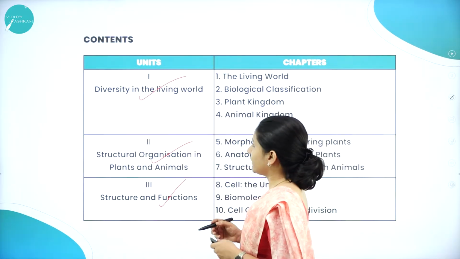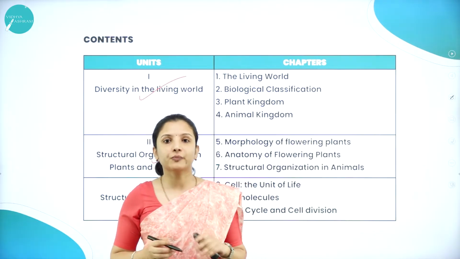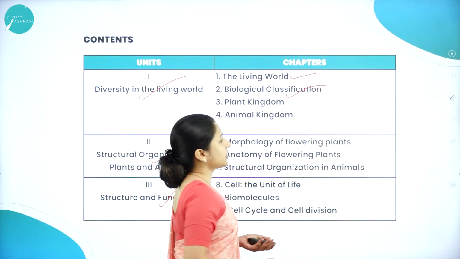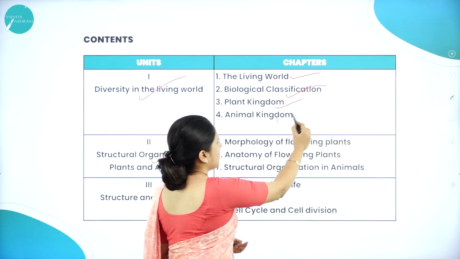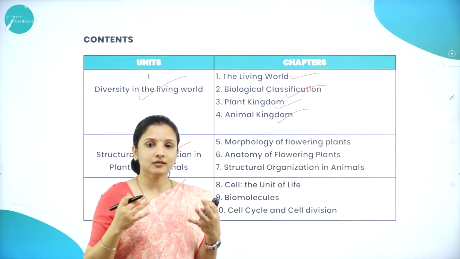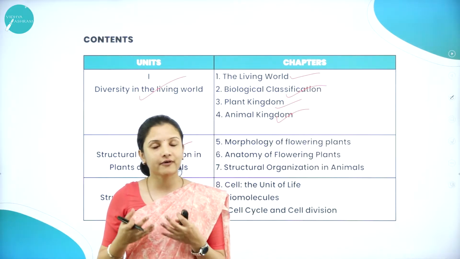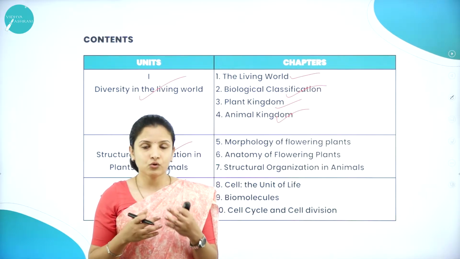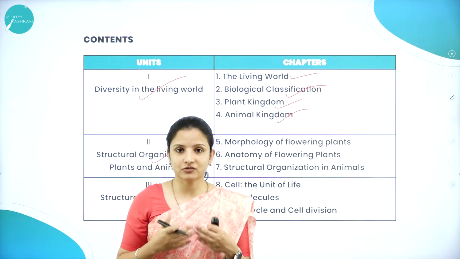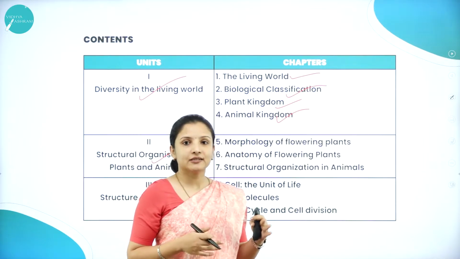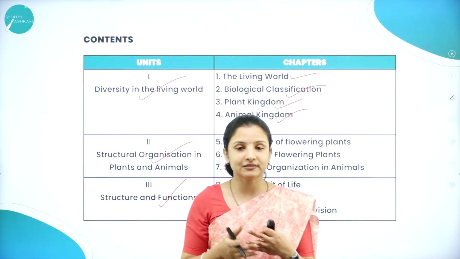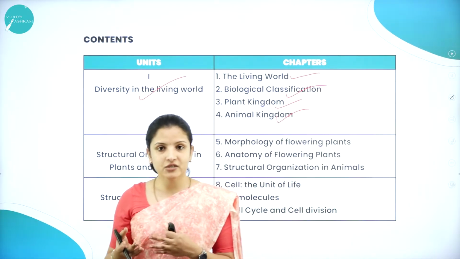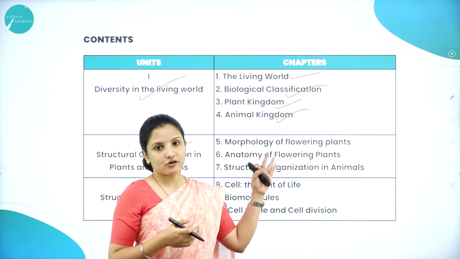Diversity in the living world. Under this, there are 4 topics that you will have to study: the living world, biological classification, the plant kingdom, and the animal kingdom. You know that in the living world there is a vast variety of organisms. It is difficult to know about each and every organism at a stretch, right? So scientists, in order to make it easy for us to understand the distinguishing characters or the morphology of each organism, have done biological classification.